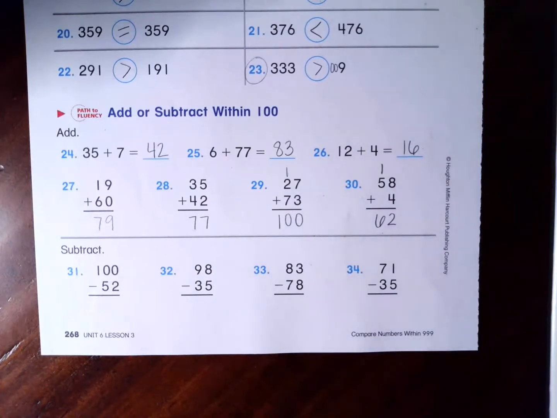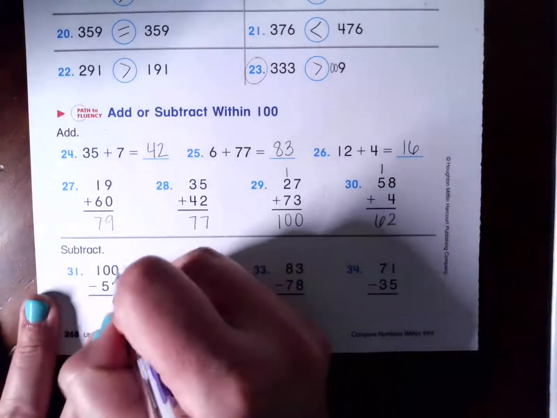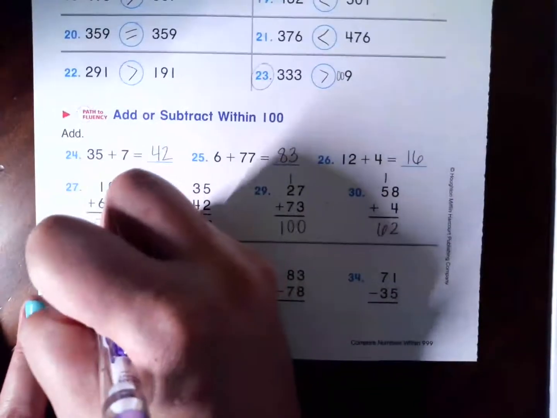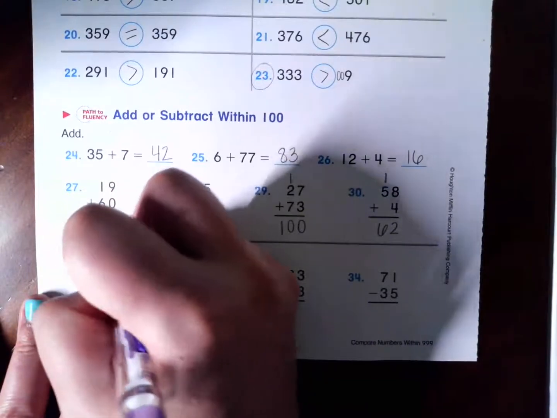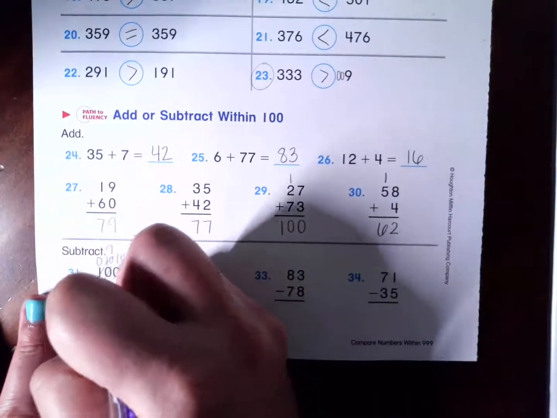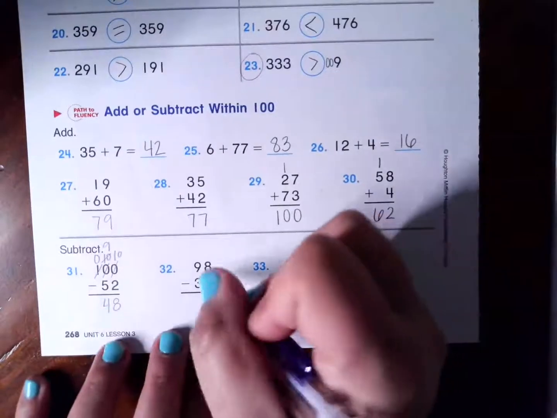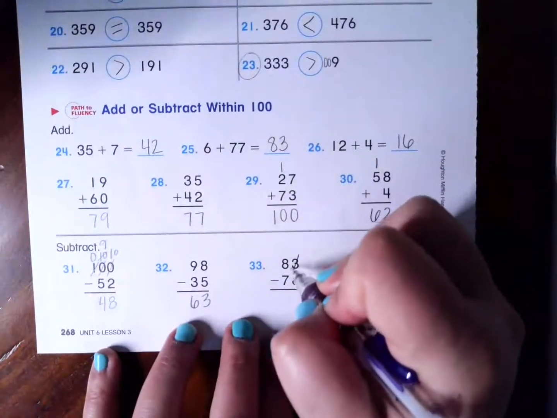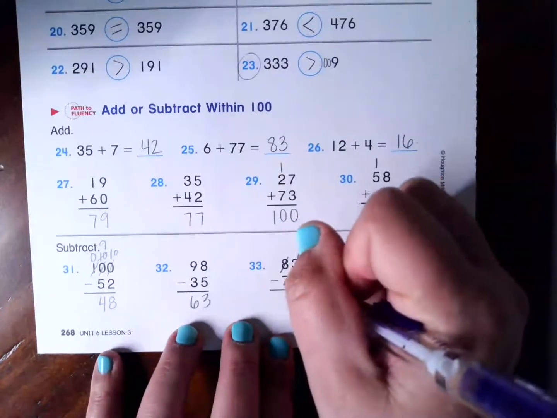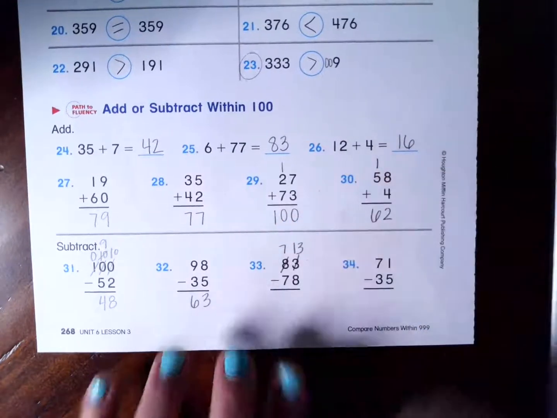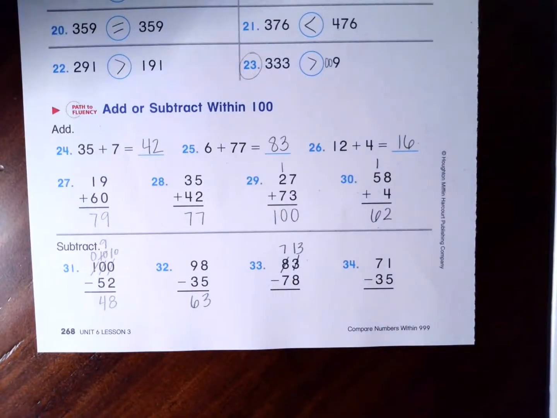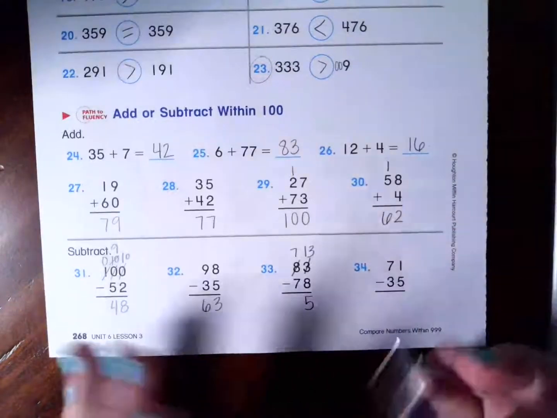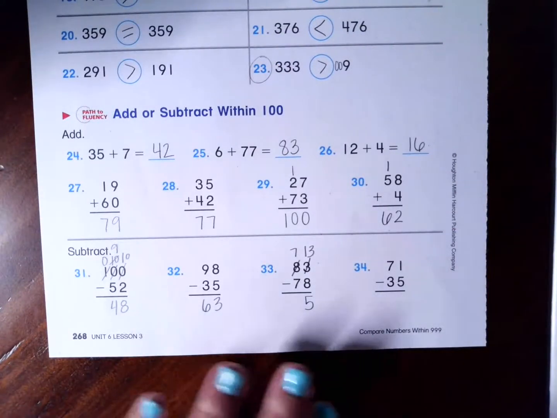Now switching gears to subtraction, we have 100 minus 52. So we are going to ungroup everything. And we are left with 48. We have 98 minus 35. We get 63. 83 minus 78. I can't do 3 minus 8, so I go next door, cross off the 8, change it to a 7, and bring back 10. 13 minus 8 is 5. 7 minus 7 is 0, so you can just leave it as the 5.